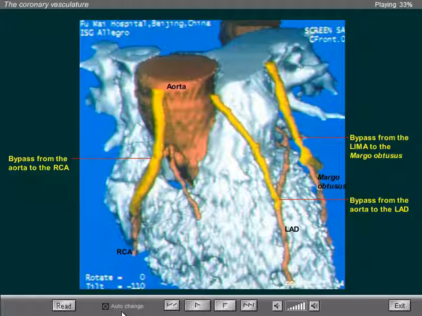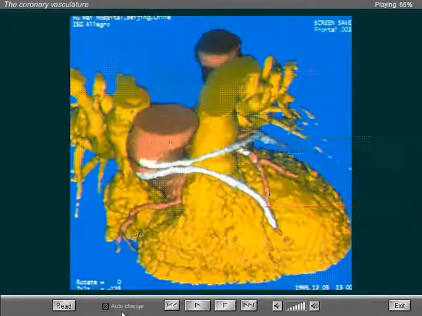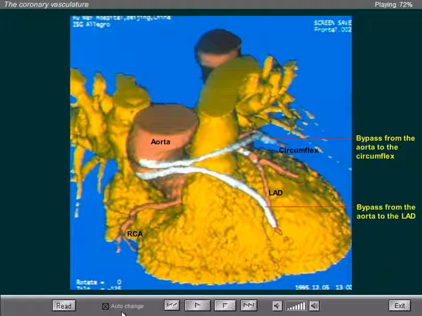Note patency of grafts that extend from the aorta to the right coronary artery and to the left anterior descending, and note a LIMA, that is the left internal mammary artery, connecting to the branch of the obtuse margin of the heart. In the other image, we can see two grafts, one to the LAD and the other to the circumflex branch of the left coronary artery, going from the ascending aorta in front of the right ventricle and pulmonary trunk and ending in the coronary artery.